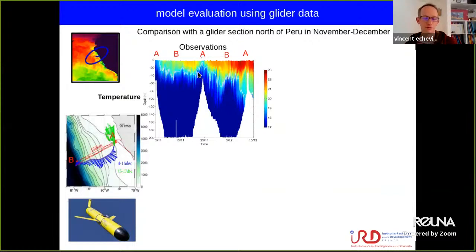Okay, so this is the kind of validation that you can do with satellite data. What's really interesting, and I want to show an example here, is to use also in situ data and, for instance, glider data. So here, what we did is a glider campaign off Peru. Here you can see the section. It's in the northern part of Peru. And this is the section, a zoom on the section. And what the glider did is several travels offshore and then came back near shore, etc. 3 times.